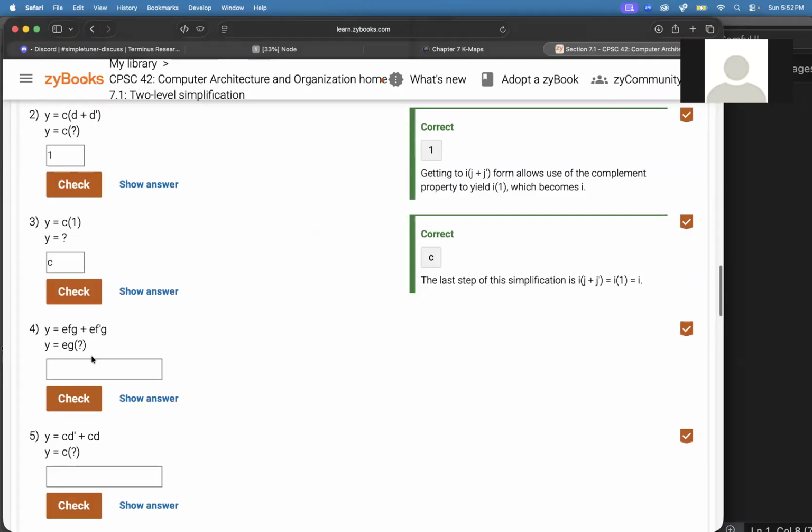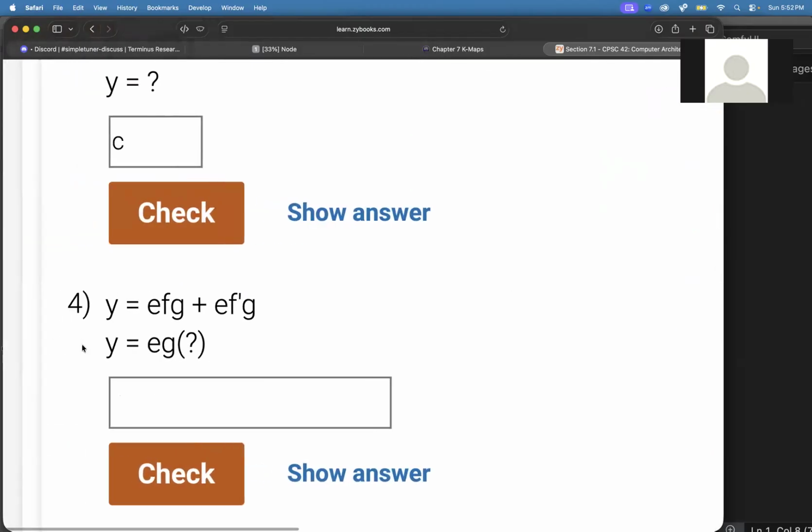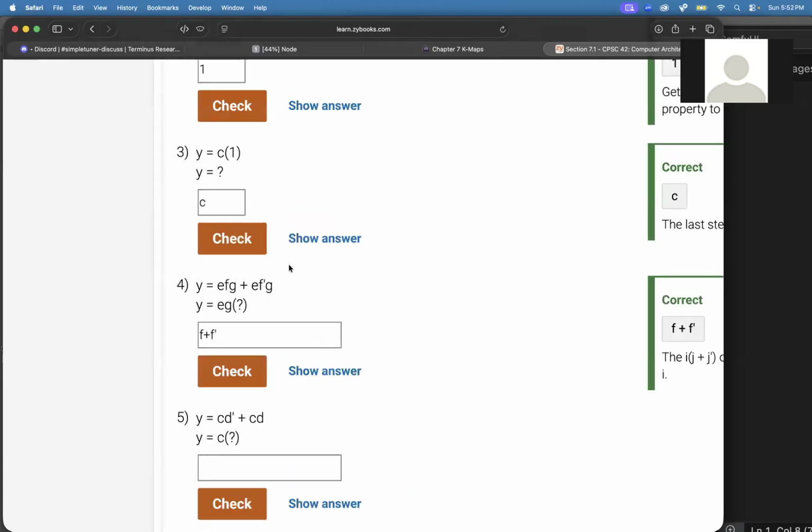And it does. And then here, they want you to factor out an E and a G. So if you factor an E and a G out of the first term, you'd be left with F. And if you factored out an E and a G from the second term, you'd be left with not F. So they want you to type F or not F.